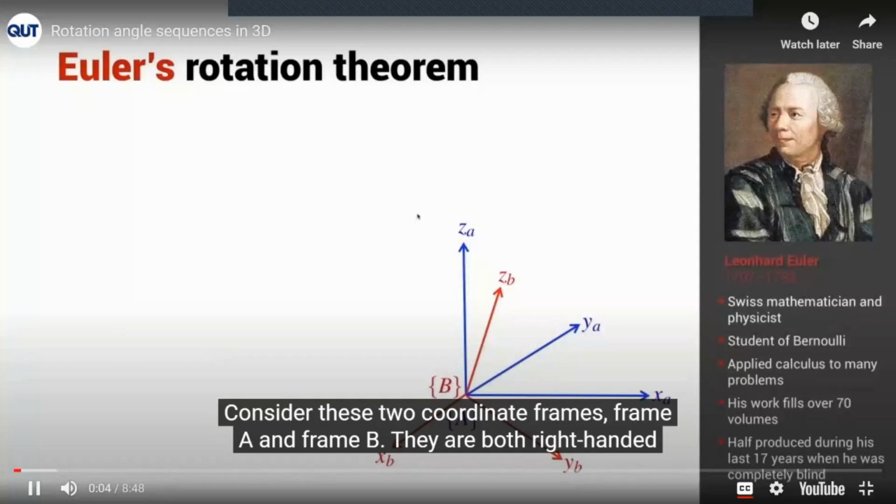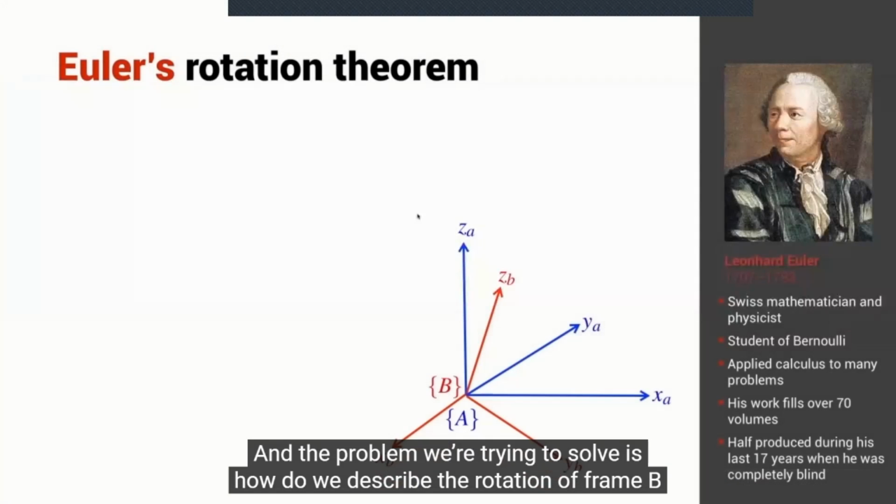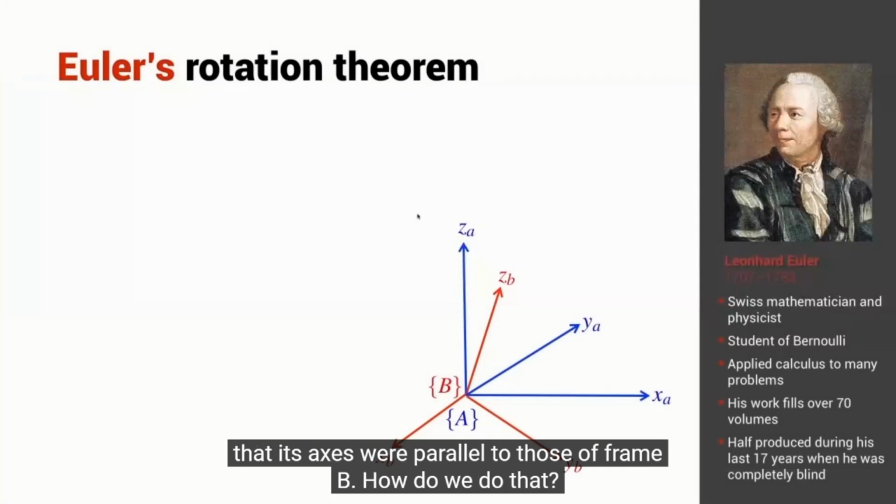Consider these two coordinate frames, frame A and frame B. They're both right-handed coordinate frames. And the problem we're trying to solve is how do we describe the rotation of frame B with respect to frame A? You can imagine that we could pick up frame A and rotate it in space so that its axes were parallel to those of frame B. How do we do that?